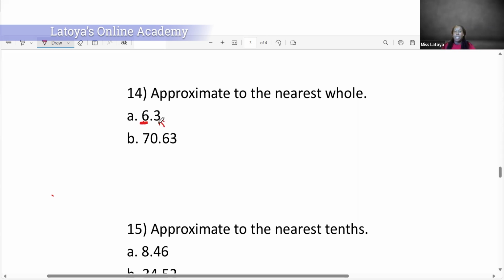So we leave our whole number as it is. So 6.3 to the nearest whole is 6.